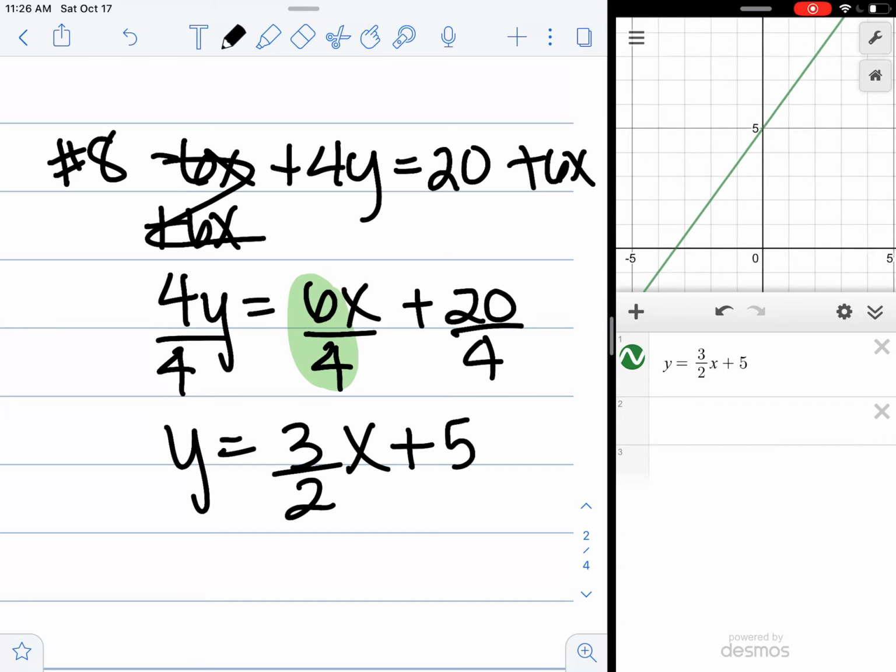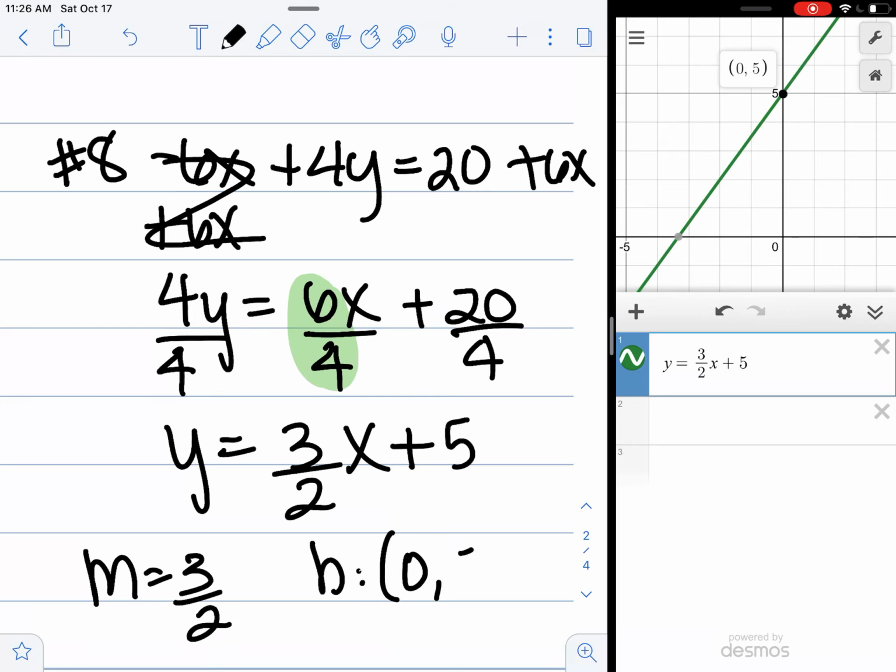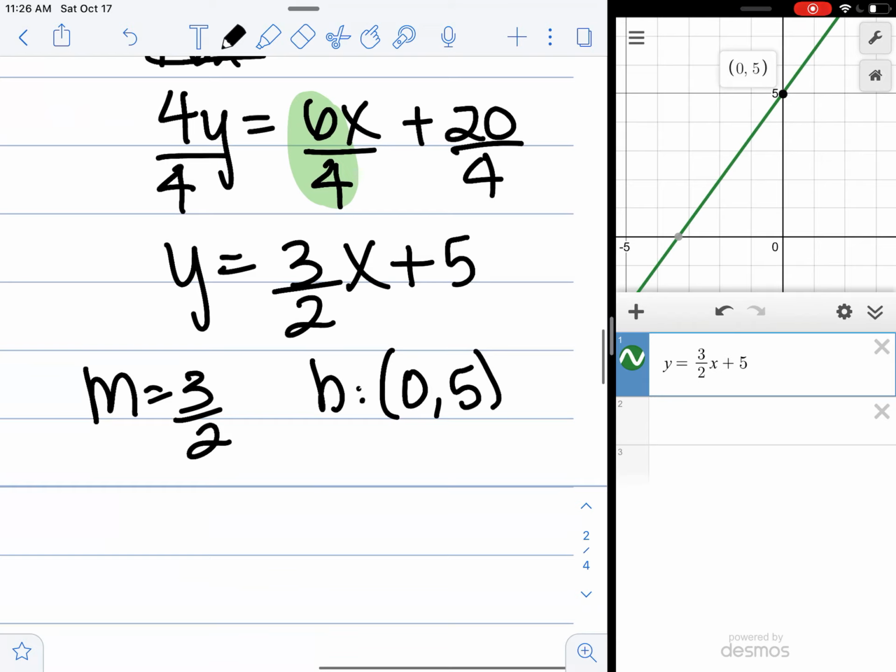Okay, zooming out just a little bit so we can see it better. And then we've got our y-intercept right here at (0, 5). So our slope is 3/2, and our y-intercept is (0, 5). And now we need to find what our x-intercept is, or sorry, not our 0.